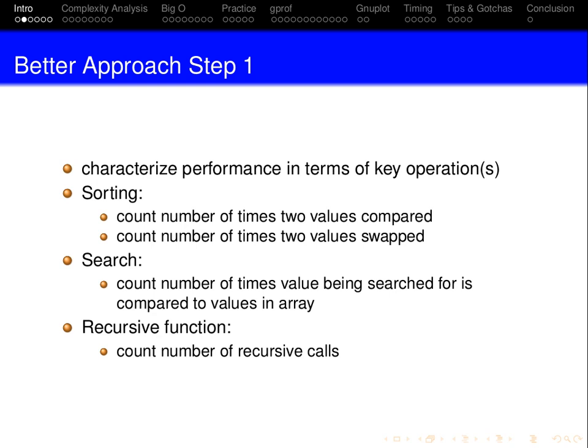That's fine. Search, count the number of times the value's been searched for and are compared in the array. So notice in sorting you have compare and swap, in search you have compare, and in recursion, probably the number of recursive calls, since that's the expensive operation.